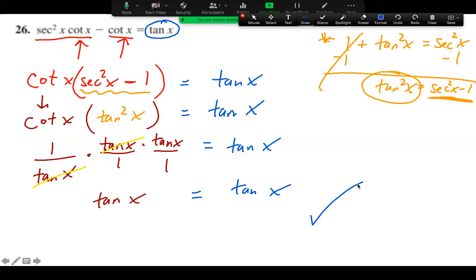So that is my solution to number 26. There are other ways you can get to the finish line, but that was the one that came to me first. Okay, so with that in mind, we will clear the screen and go on to number 27.